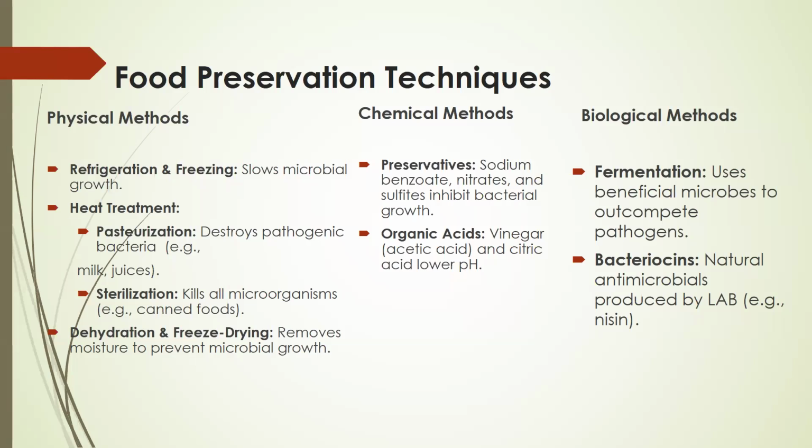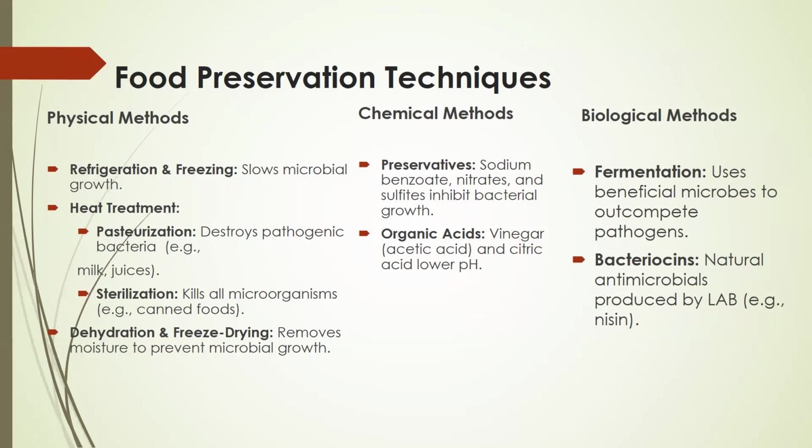The chemical methods include preservatives like sodium benzoate, nitrates, and sulfites, which inhibit microbial growth. Organic acid, like I mentioned, vinegar, that can be used to sterilize. Vinegar can also be used as a chemical method of preservation of food. Vinegar is simply acetic acid, and then citric acid that will lower the pH of the food, thereby preventing microbial growth. Biological method like fermentation.